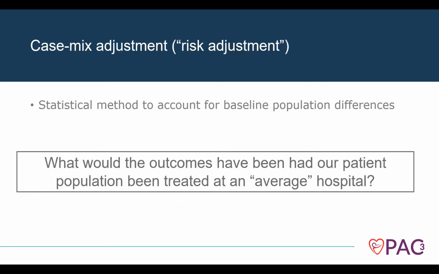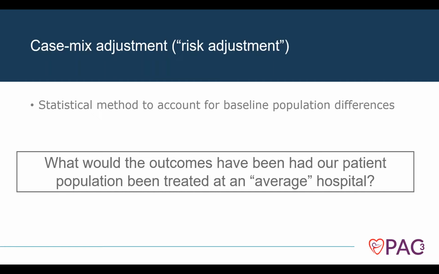So case mix adjustment, also termed risk adjustment, you may have heard that. It means the exact same thing. It's a statistical methodology to account for baseline population differences. So let's take, for instance, our population within PAC3. Let's say we have 20 centers that we're looking at outcomes for. When we do a case mix adjustment, the statement that you can actually make from this is what would Nationwide's outcomes have been had our patient population been treated at a quote average hospital among the PAC3 collaborative. That's what it's really asking.